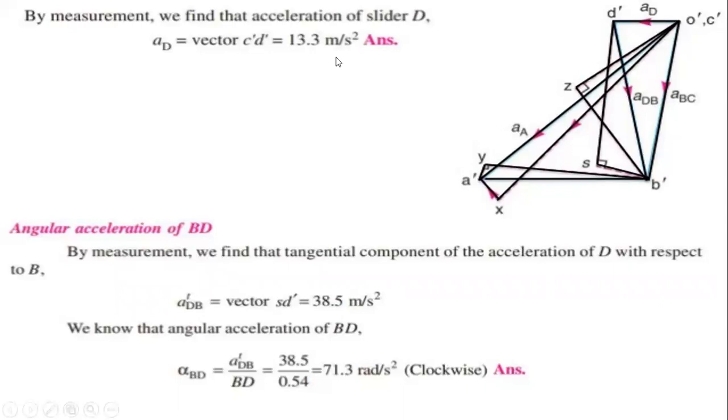In that, we need to find only the acceleration of D, that is the vector C dash D dash. That is the only point we have to find out. So this is the vector C dash D dash. By measurement, we got the value as 13.3 meters per second square.